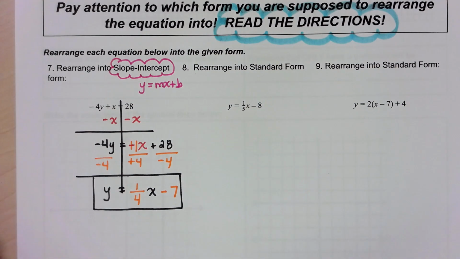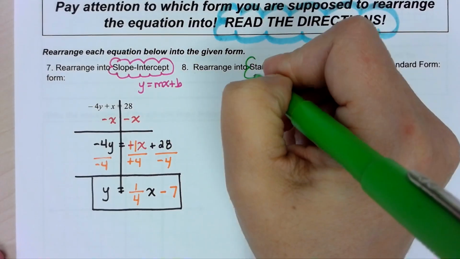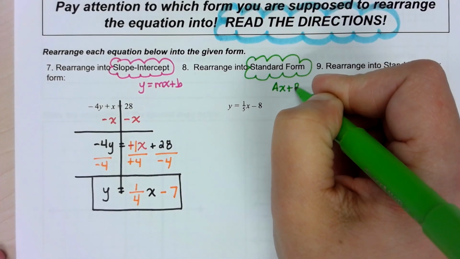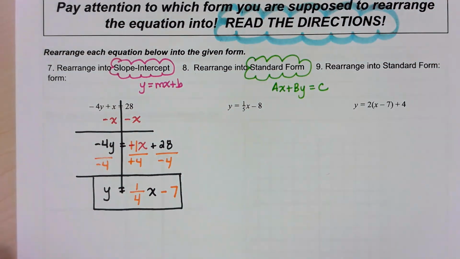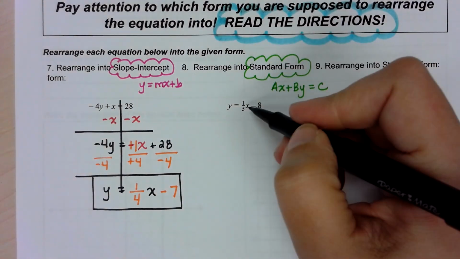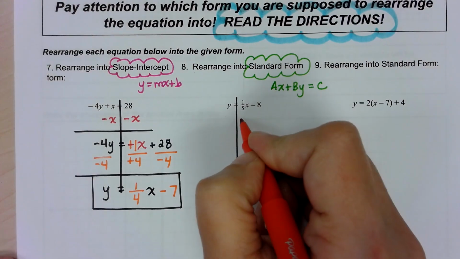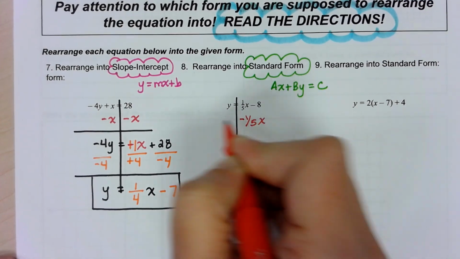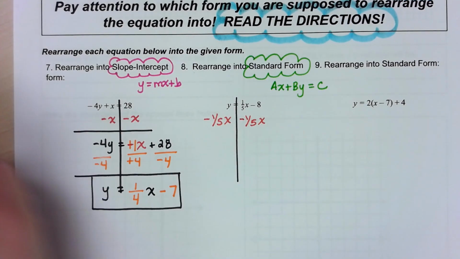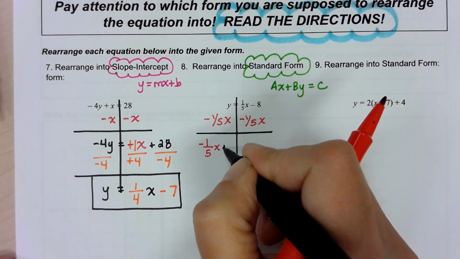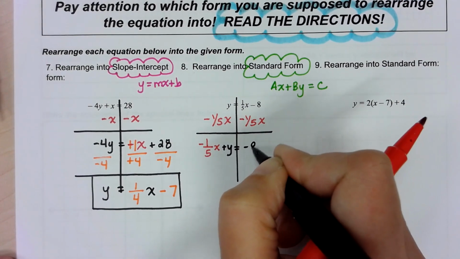For another example, the next problem says rearrange into standard form. Now standard form was ax plus by equals c. So that means that I want the x and the y together on the same side, and I want no fractions. So what I'm going to do here is subtract the 1/5 x on both sides in order to get the x and the y together, which means I get negative 1/5 x plus y equals negative 8.